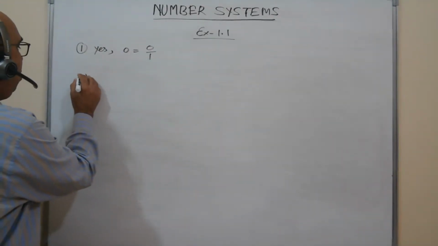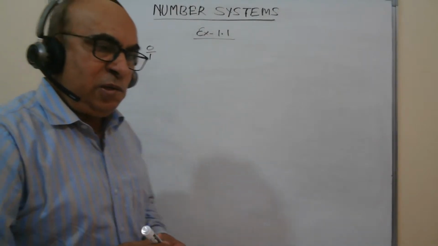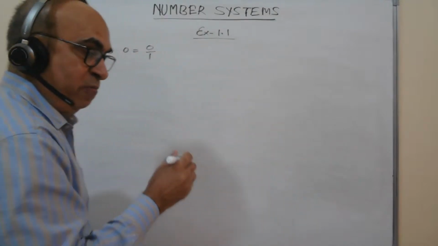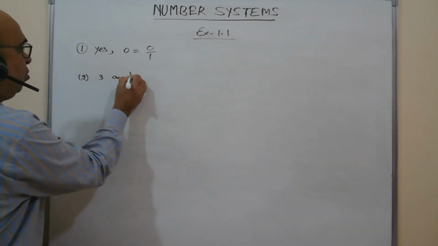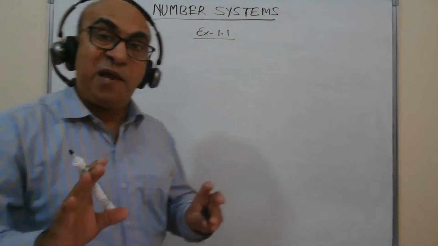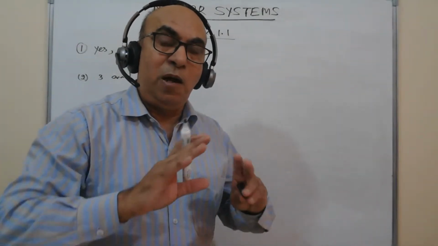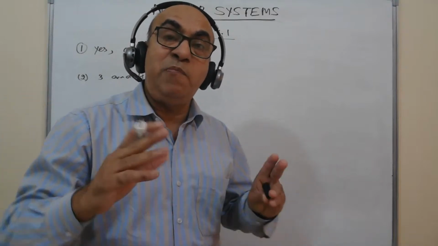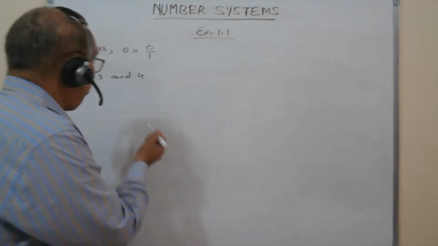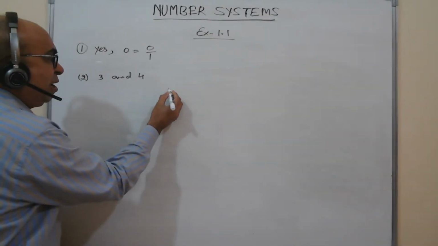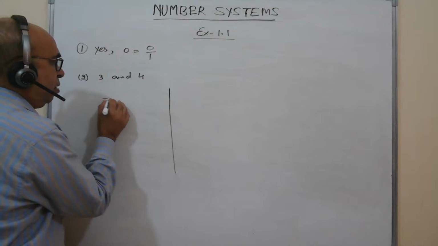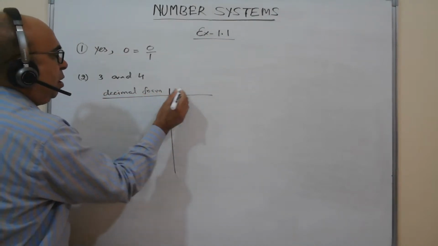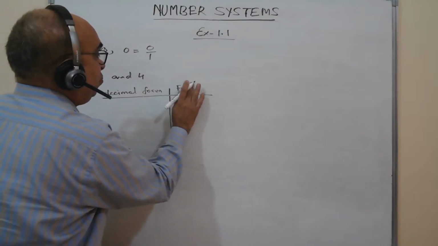Second question: write 5 rational numbers between 3 and 4. So 3 and 4. All fractions are rational numbers. All terminating decimals are rational numbers. All non-terminating repeating decimals are rational numbers. So between them, if you want to write the rational numbers, we can write in two forms. The first one is decimal form, and the second one is fractional form.